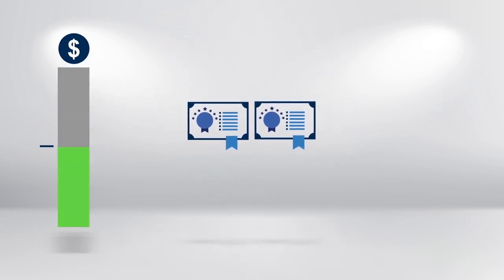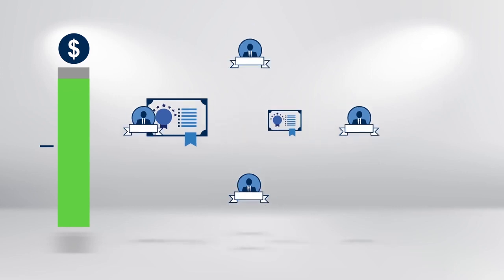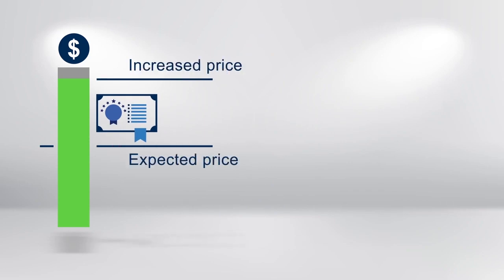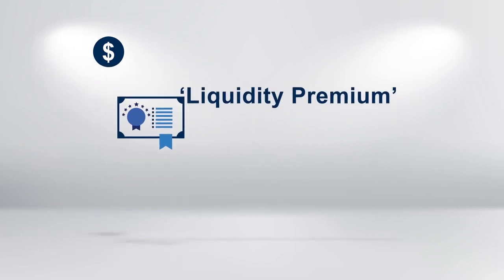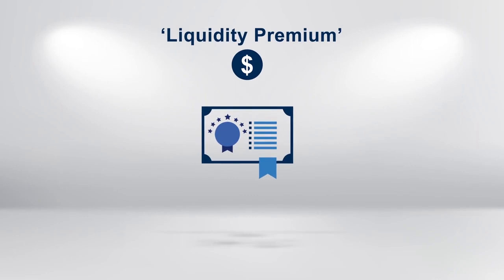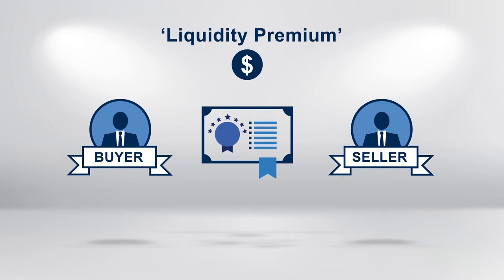If anything is scarce in a traded market, its price goes up. Bonds are no different. If lots of investors are interested in buying a particular bond, its price rises above what would normally be expected for a bond of its credit rating and maturity. This difference between the expected price of the bond and the new increased price is known as its liquidity premium. The liquidity premium is elevated at times of market stress and can affect both buyers and sellers of bonds.